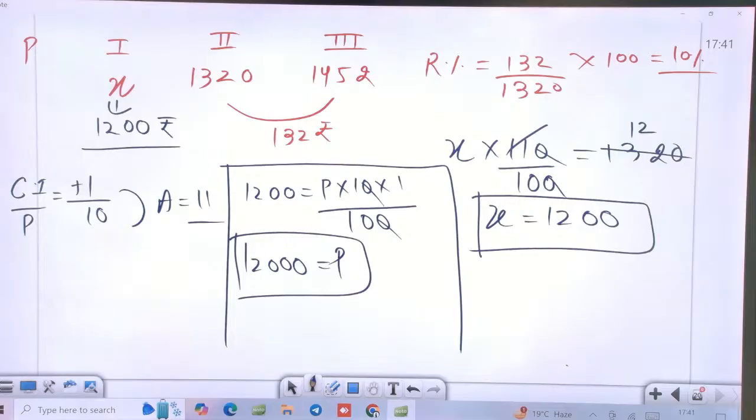Do practice. Ladies and gentlemen, you have to do a lot of practice. Please do practice. Understood? Any problem in this? This question was asked in CPO 2019, Delhi Police SI 2019.